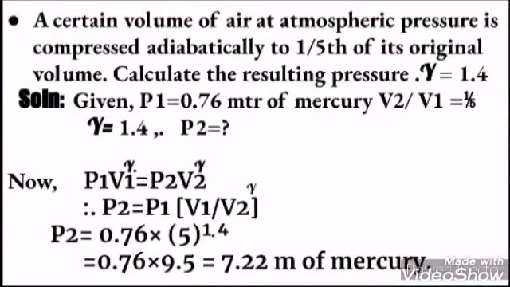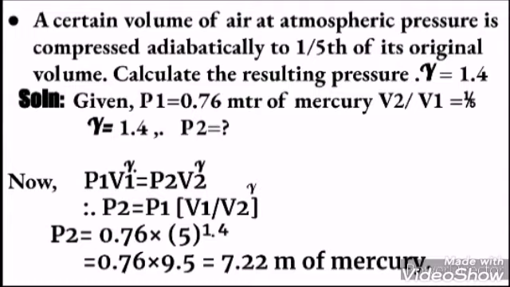Problem number 2. A certain volume of air at atmospheric pressure is compressed adiabatically to 1/5 of its original volume. Calculate the resulting pressure. That is, specific heat ratio gamma is equals to 1.4. Here there is an air which is compressing adiabatically to 1/5 of its original volume at atmospheric pressure. We know that atmospheric pressure is 0.76 meter of mercury. By given data, we come to know that V2 by V1 is equals to 1 by 5 or V2 is equals to 1 by 5 into V1.